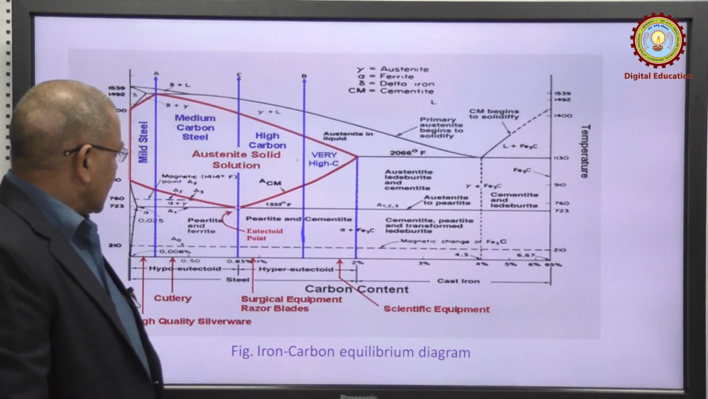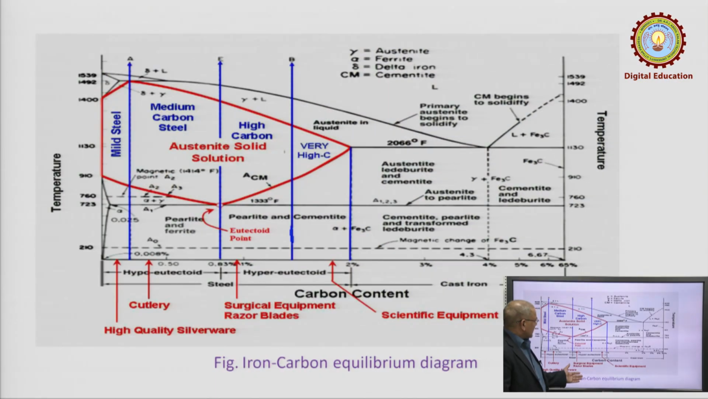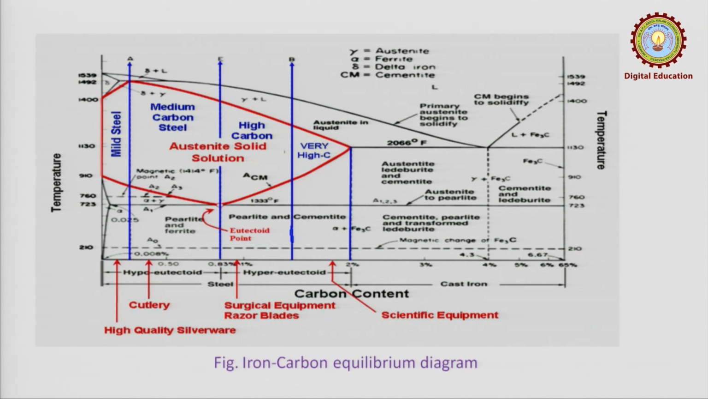This iron carbon equilibrium diagram is very important, and it gives information about the heat treatment carried out on carbon steel. To start with, on the x axis we have the carbon content, carbon percentage. On the y axis we have the temperature, in degree centigrade. So, you start from 0 and go up to a certain percentage of carbon.